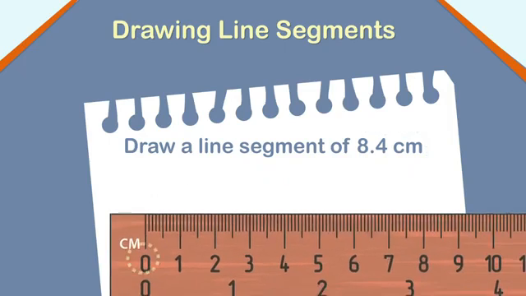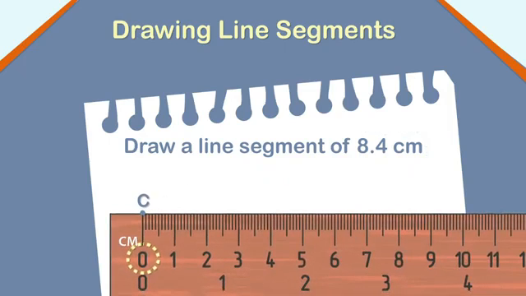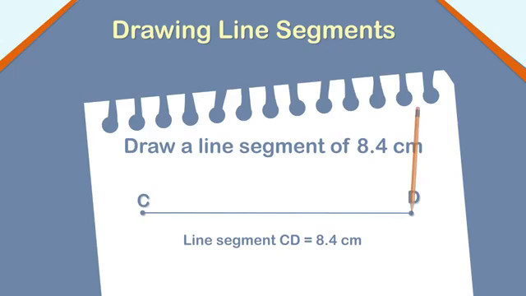First, mark point C against 0 centimeter. Count up to 8 centimeter on the ruler to show 8 centimeter and count ahead 4 small divisions after 8 to show 8.4 centimeter. Mark the point and name it as point D. So, the line segment CD measures 8.4 centimeter.